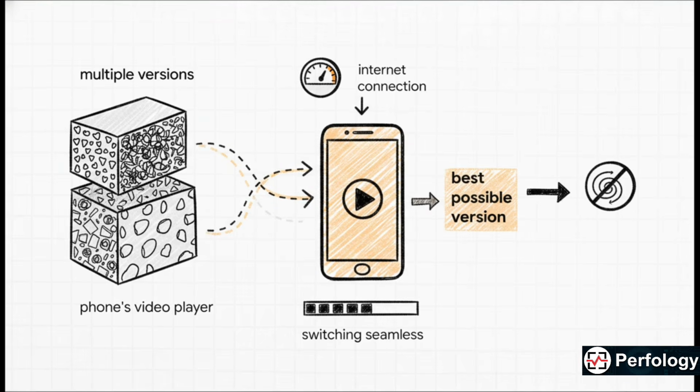Now, the real magic behind HLS is this thing called adaptive bitrate streaming. Just think of it like this. Instead of sending you one giant video file, the server has a bunch of different versions ready to go, some in super high res, some in a lower quality. Your phone's video player is actually smart enough to check your internet connection in real time and pick the best possible version you can handle, instantly switching between them to stop that dreaded buffering wheel from ever showing up.